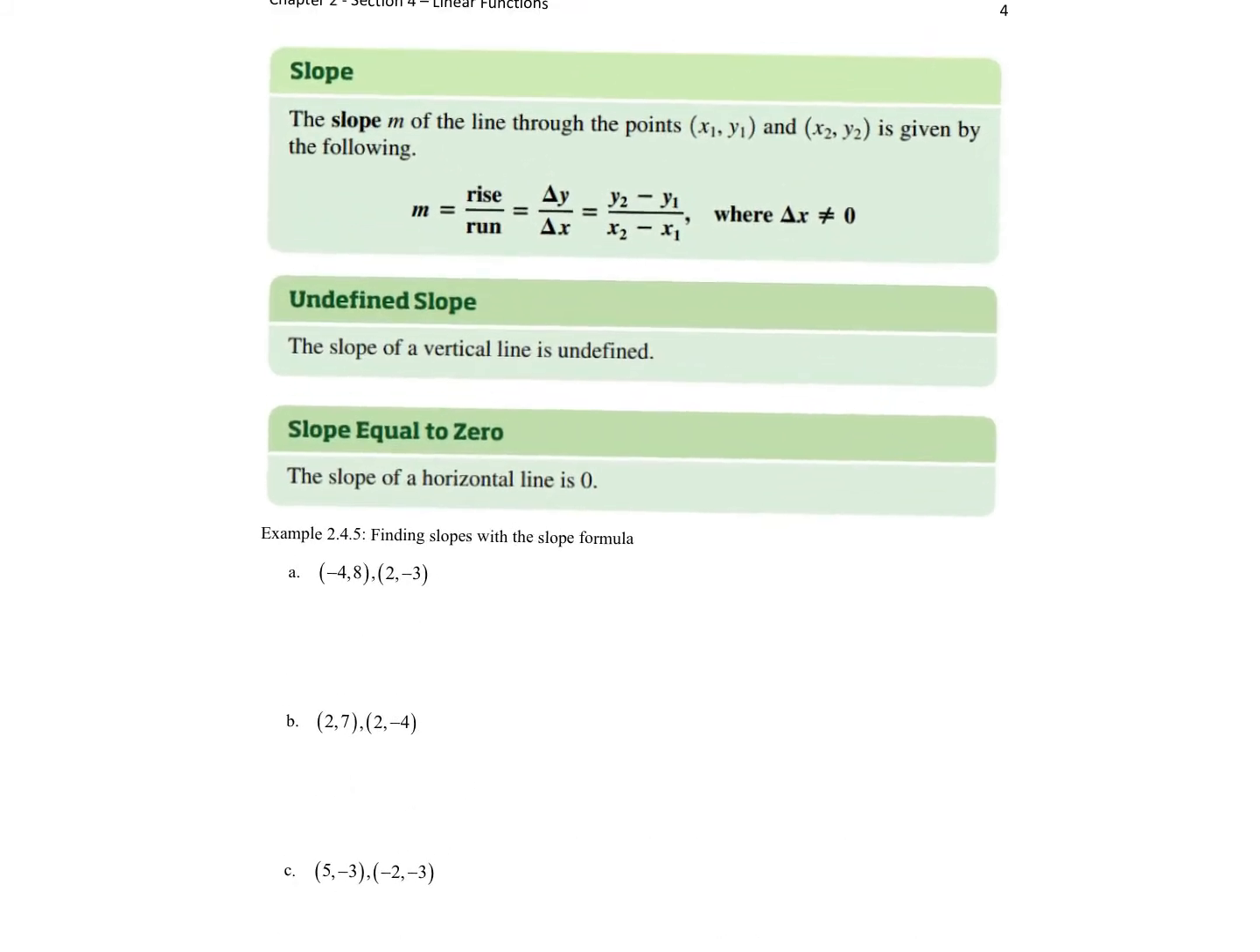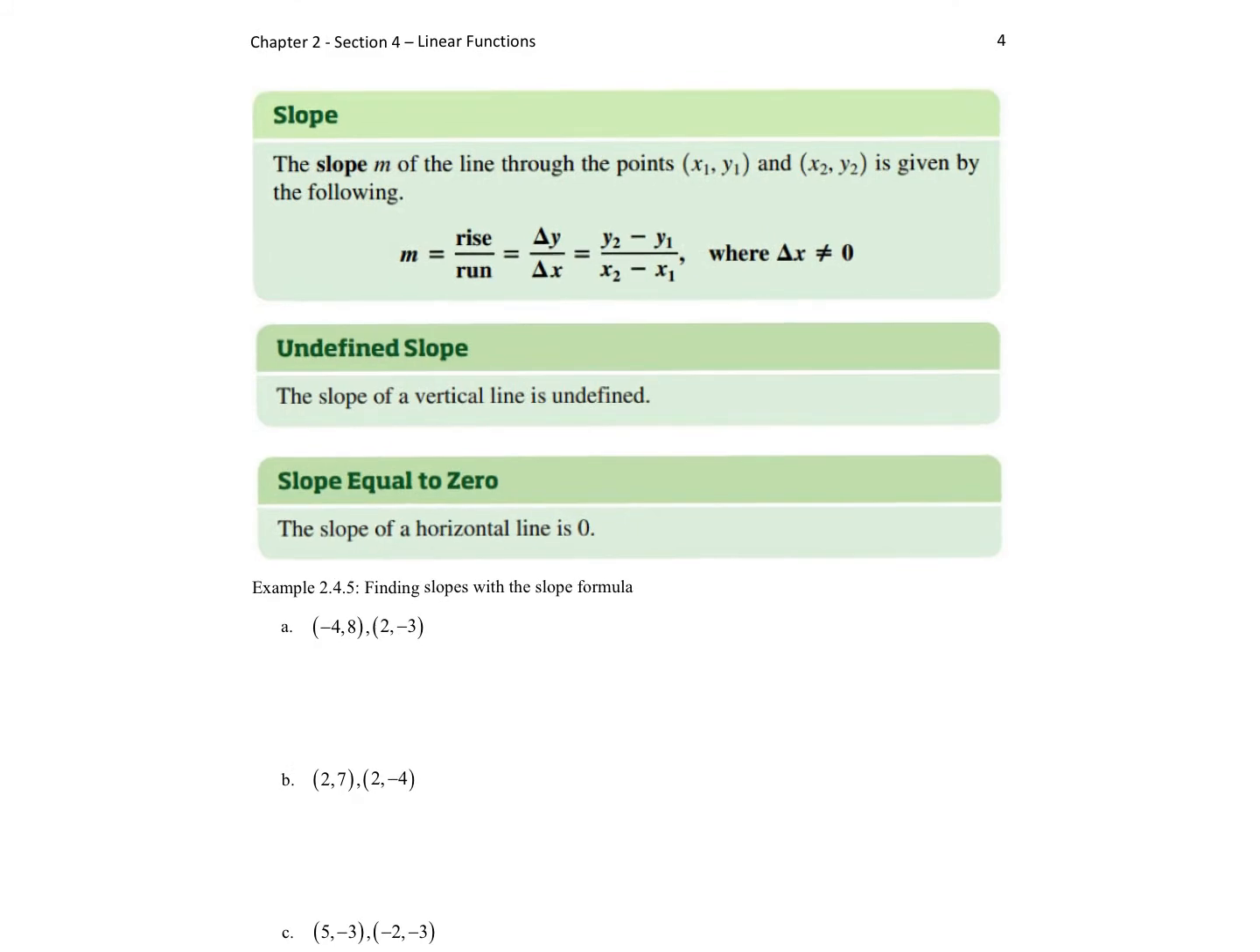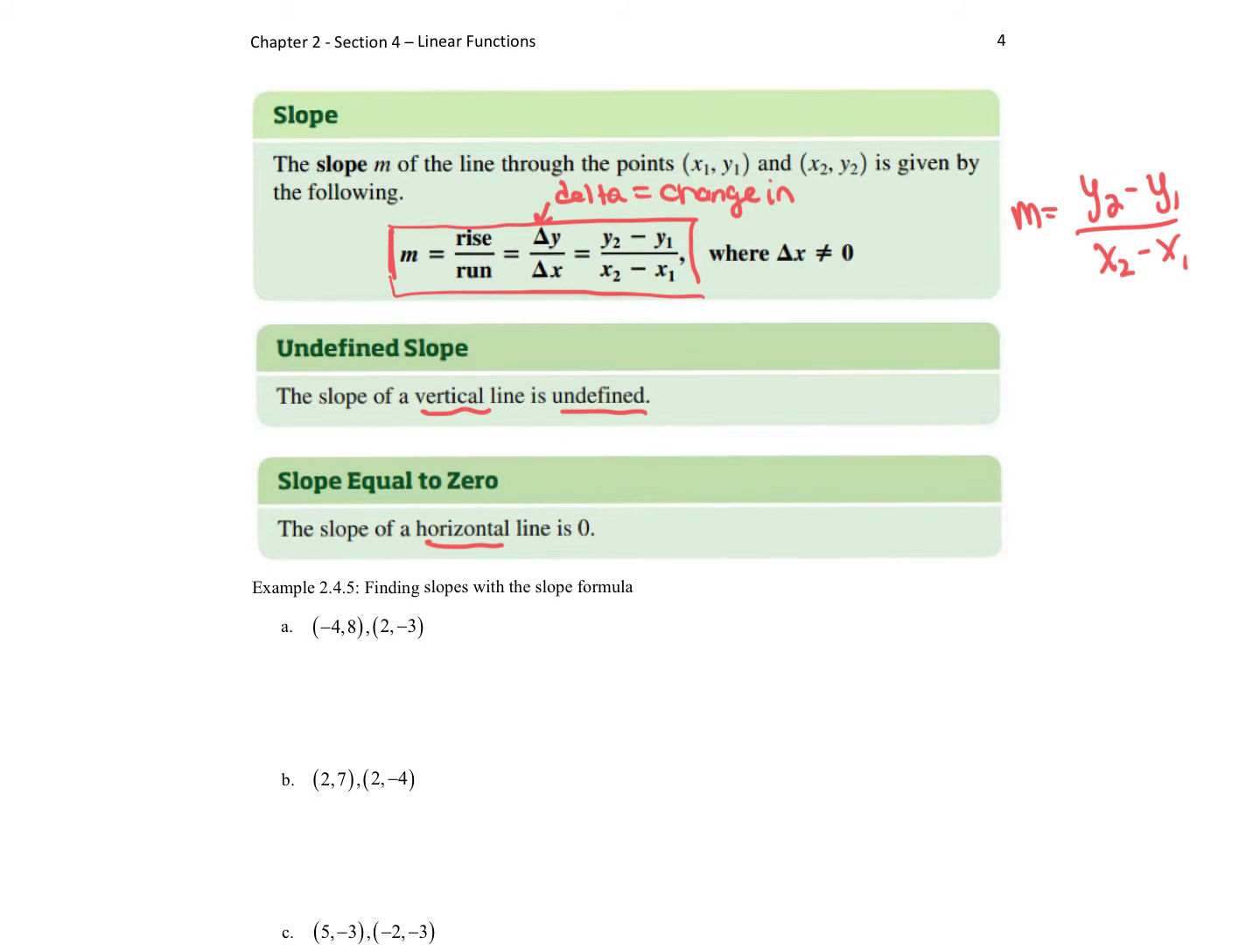So speaking of slope, I have a slope formula, which you learned a long time ago. It was on your Algebra 1 STAAR sheet. m equals y2 minus y1 over x2 minus x1. And this triangle thing is called a delta, and it means change in. So it's the change in y over the change in x. We talked about on the previous page that vertical lines have undefined slopes, horizontal lines have 0 slopes.